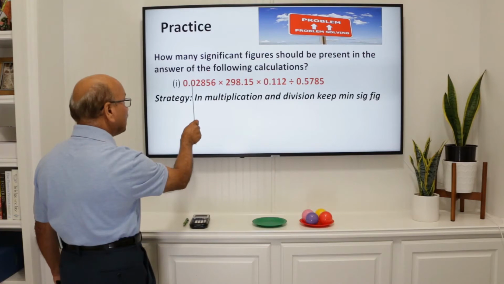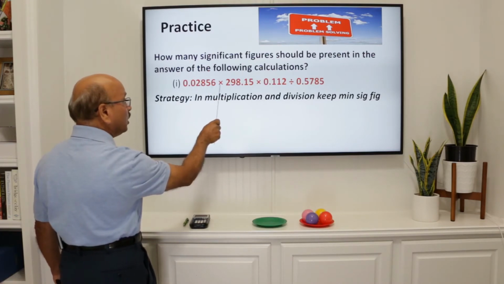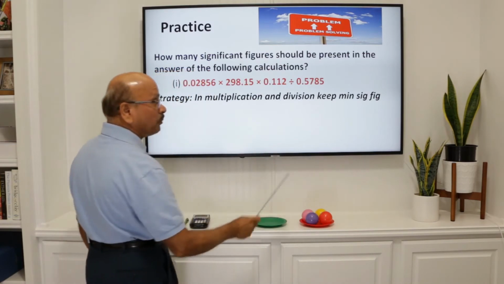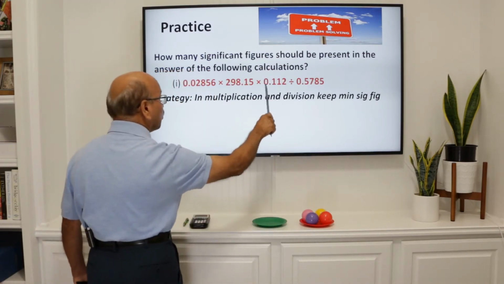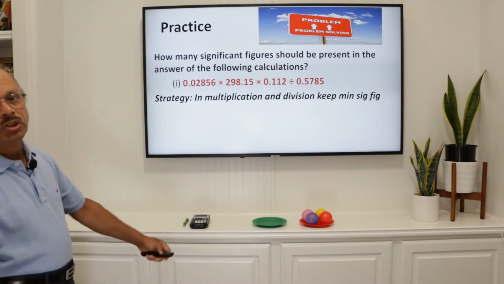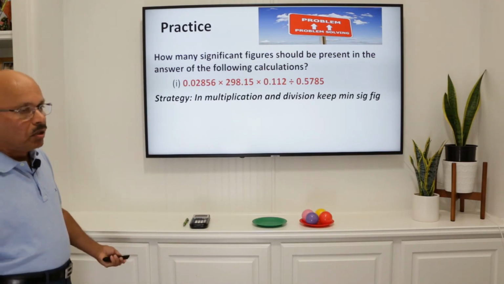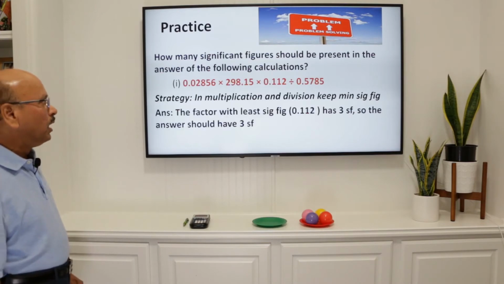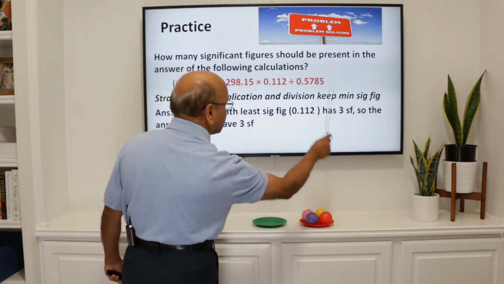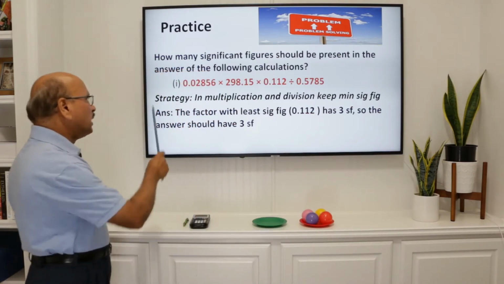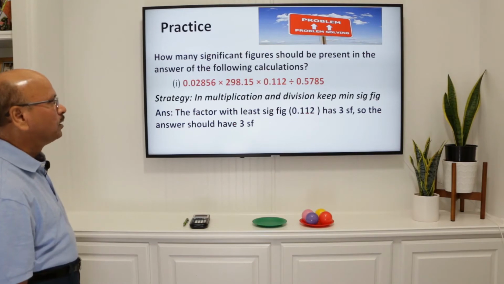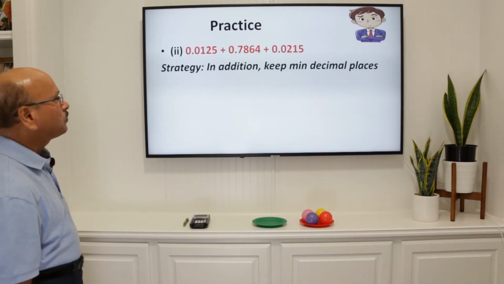The preceding 0 doesn't count. So this has got 4, this has got 5, this has got 3, this has got 4. What's the minimum? Minimum is for 0.112, which has got 3 significant figures, and your answer should have 3 significant figures, whatever the answer. So the factor with the least significant figures has 3, so the answer should have only 3 significant figures. Okay, let's take another one.